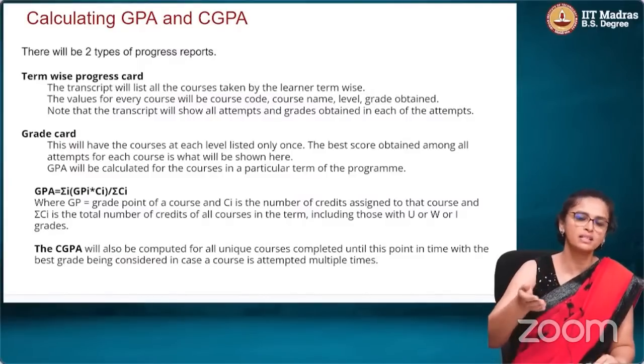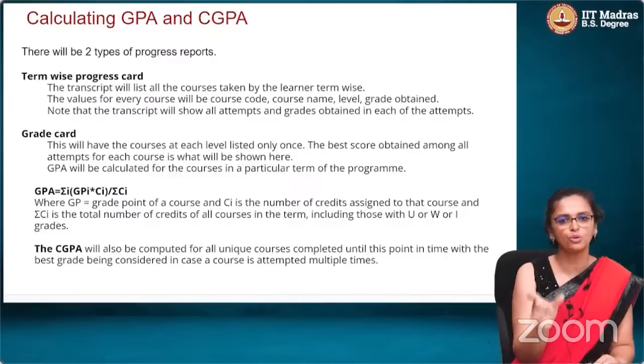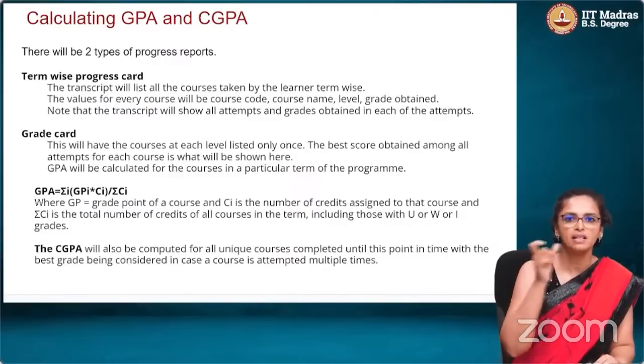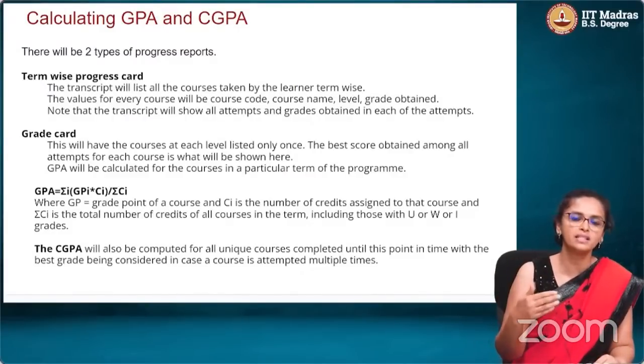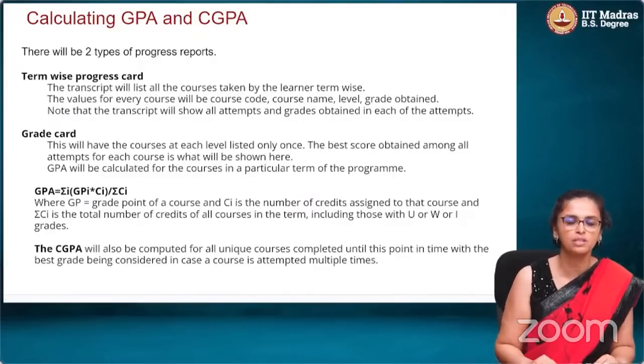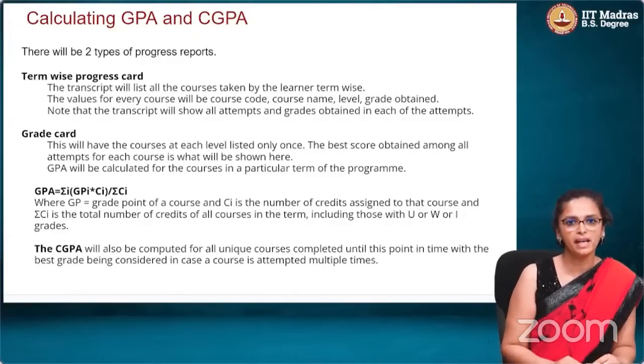But on the progress card, in that first term, it will show that course name and it will say WA. Second term, it will show the course name and will say that it has an A grade. So the progress card will give you all instances of what you did with courses. The grade card will have only one instance of every course listed on it with the final grade that that particular course has.